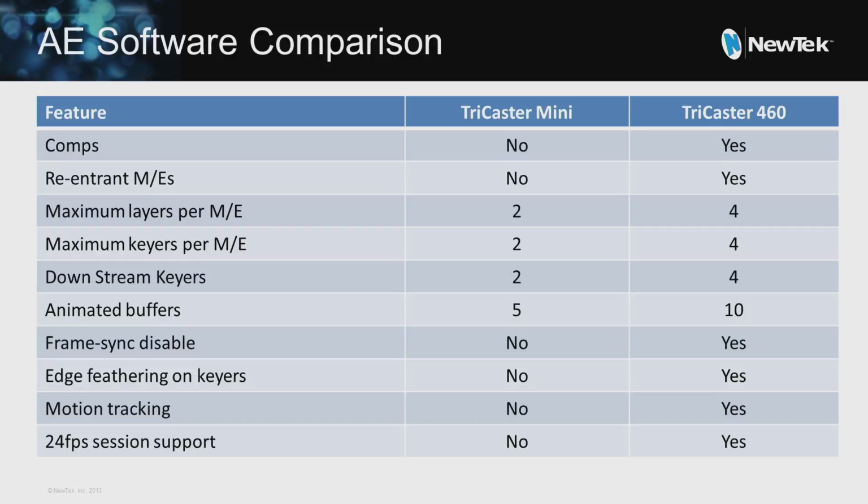So taking a look here at the chart, you can see that we have a software comparison. The next page will be a hardware comparison. This is assuming Advanced Edition 2 is installed on both systems as we're going through them. So TriCaster Mini, as we see, the first one, comps. The Mini does not support comps.